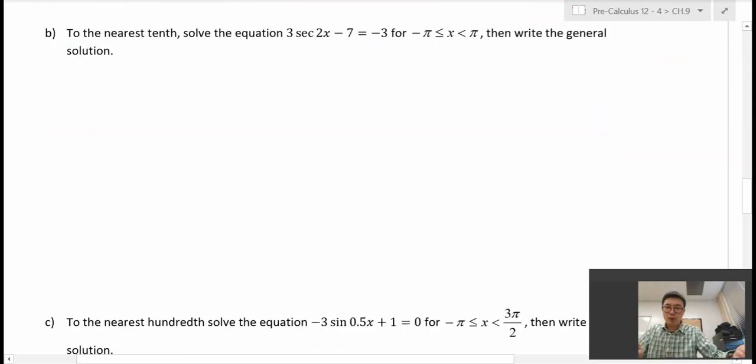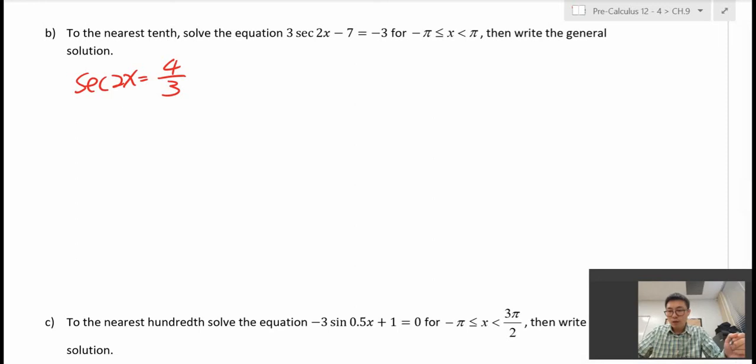I'll show you this one more slowly, I suppose. So here it says 3 secant 2x minus 7 is equal to negative 3 for negative pi to pi, and then write the general solution. Okay, so first step, we should solve for secant 2x. I'll do this quickly here. You should add 7 first, so you should get negative 3 plus 7 is 4, and then divide by 3, so 4 over 3. Now this is secant. Remember, this is the reciprocal of cosine. So be careful. Again, this is a common mistake.